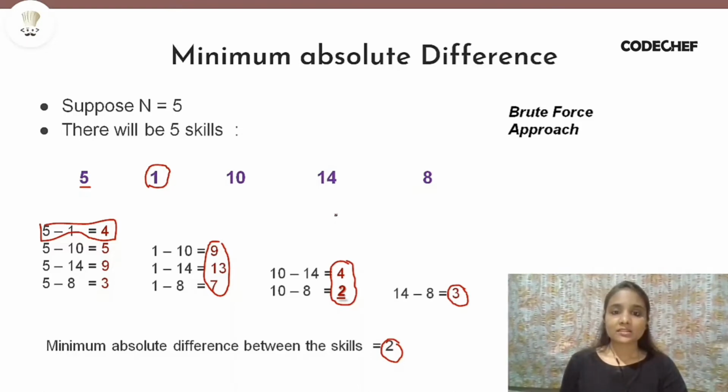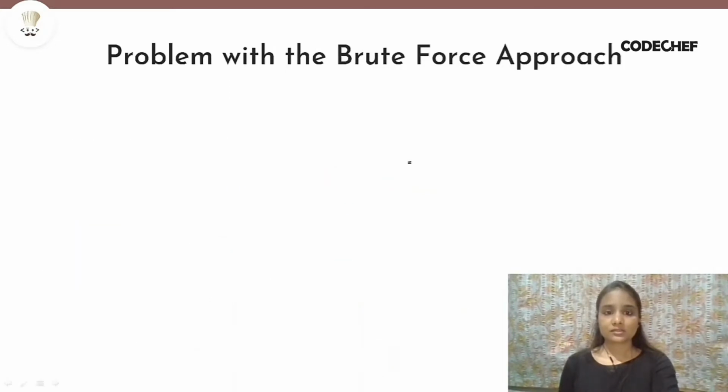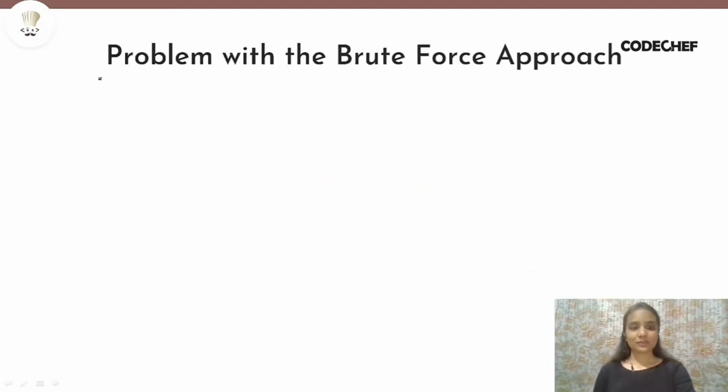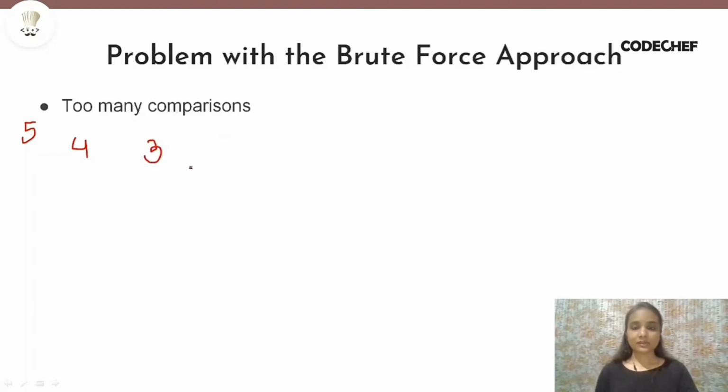But is there a better solution to it, and what are the problems with this? So guys, what is the problem with the brute force approach? The first problem is that there are too many comparisons. In the previous example, the number of horses was 5. So how many comparisons in total were we doing? The first number had 4 comparisons, that is, with the first number we calculated the difference with the other 4 numbers. Then 3, with the second number and the leftover 3 numbers. Then 2 and then 1. So if we add these comparisons, we get a total of 10 comparisons.